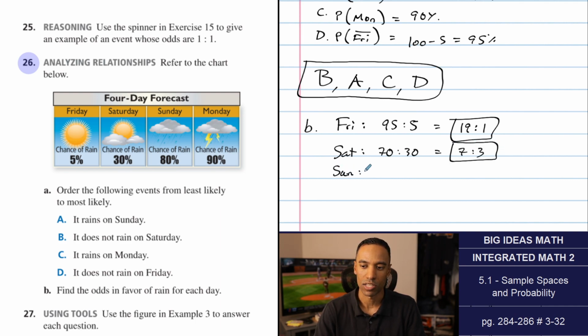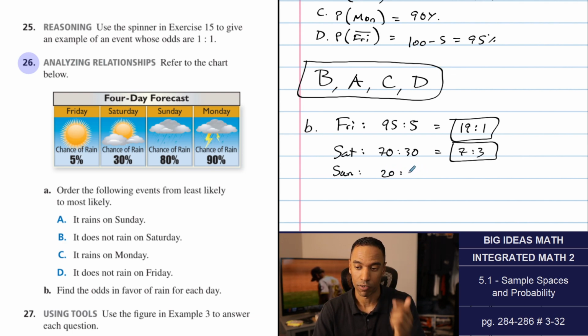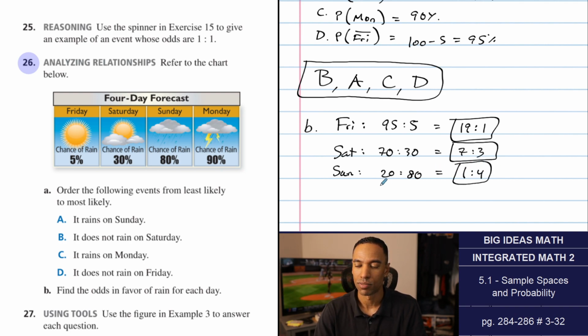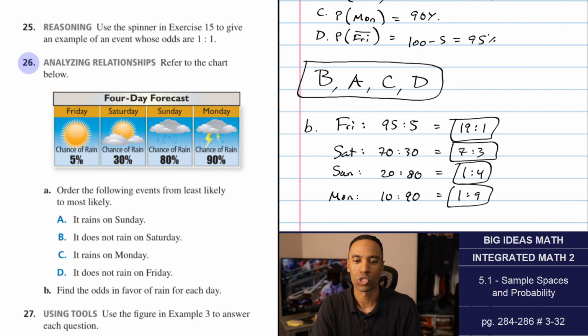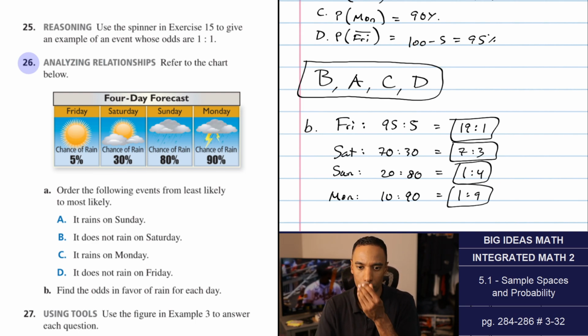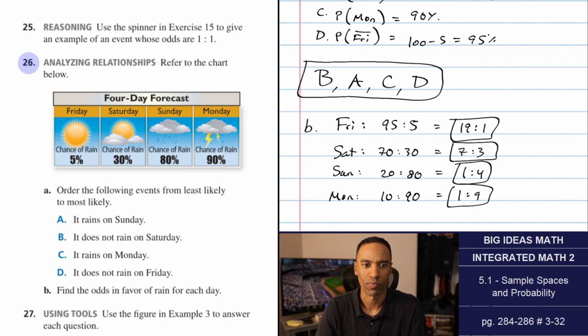Sunday, not raining is a 20% chance. That's 20 in favor of not raining versus 80 in favor of raining, which reduces, if you divide by 20, to 1 to 4 odds. And then Monday, not raining is a 10% chance to the 90% chance of raining. Divide those by 10 and you get 1 to 9 odds.